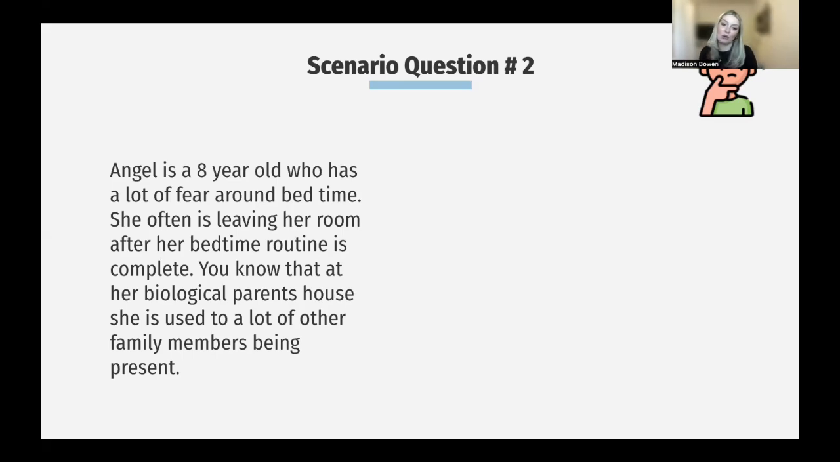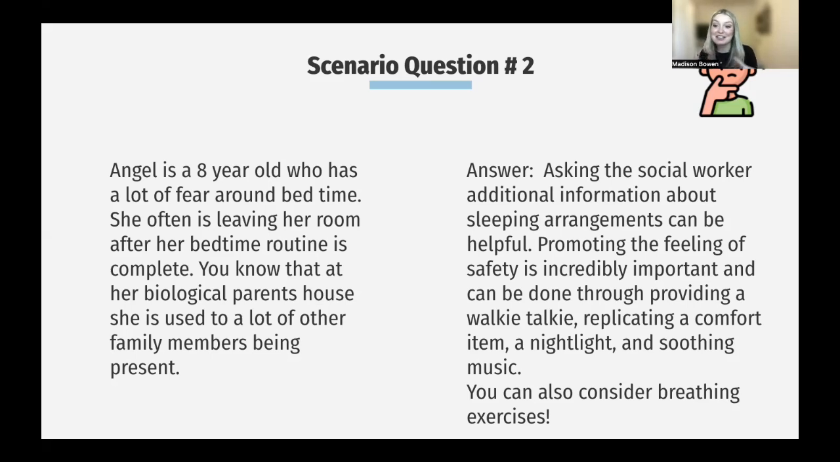Angel is an 8-year-old who has a lot of fear around bedtime. She is often leaving her room after her bedtime routine is complete. You know that at her biological parents' house, she is used to a lot of other family members being present. So again, pause the video and feel free to look back through the module to gather interventions that would work for this specific child. As mentioned before, asking the social worker additional information about sleeping arrangements can be very helpful.